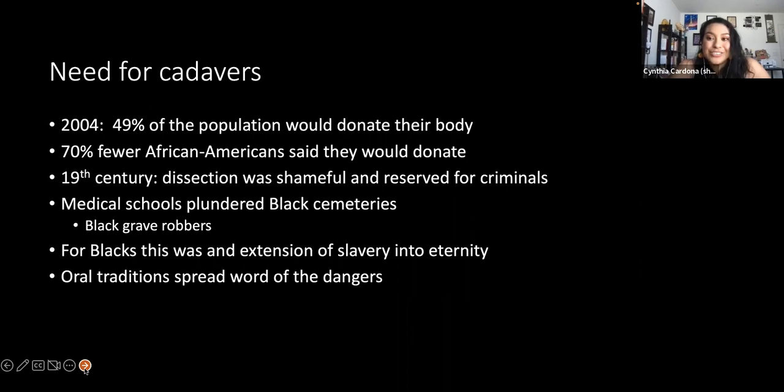In the 1800s and the 19th century, people didn't want to donate their body to science. They didn't want them to be dissected by students in a medical school. Even today, there's still a lot of people that are not organ donors and don't want to donate their body to science, right? In a 2004 survey, they said that 49% of the population was willing to do it. But within the African-American population, it was much lower. 70% fewer African-Americans said they would donate their body to science.